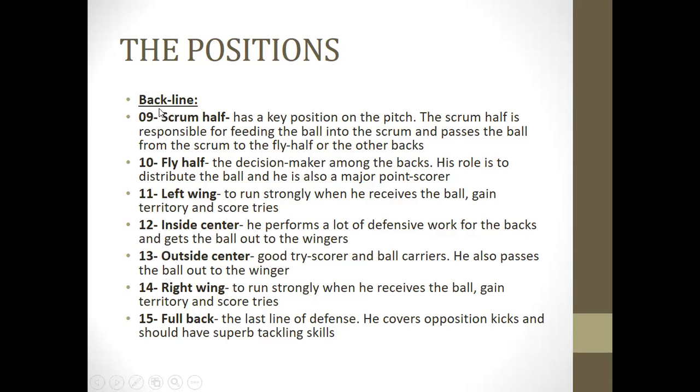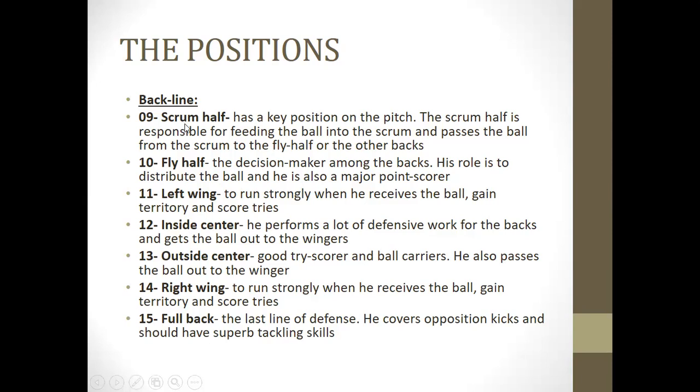A backline is usually set on the field. I'll show you a video just now on how they set up, but it starts with a 9, and the 10 is the fly half, and then the next one is the inside center, not the left wing. The inside center, so it goes 9, 10, 12, 13, 14, 15, and then on the other side of the field, we have the left wing, number 11.